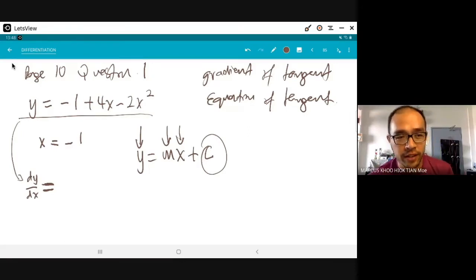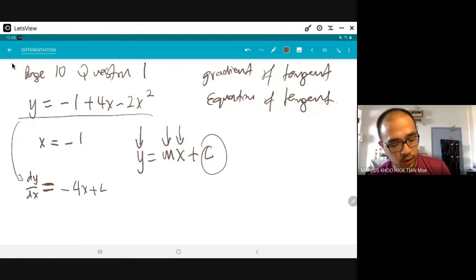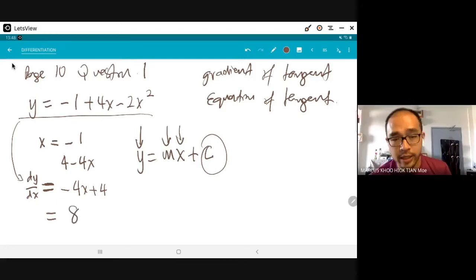Okay, Farah, come, tell me what is the differentiation. Negative 4x plus 4. If you write 4 minus 4x, also no problem. So what is the value of the gradient? 8. Okay, the value of the gradient is 8. Thank you. Colette, what do I do after this? The gradient is 8, that is easy, as given in the answer. But I want to take it up a level. I want you to find the equation.